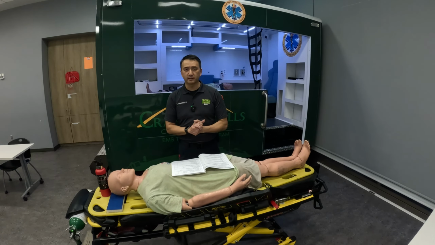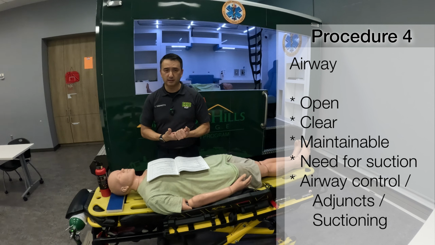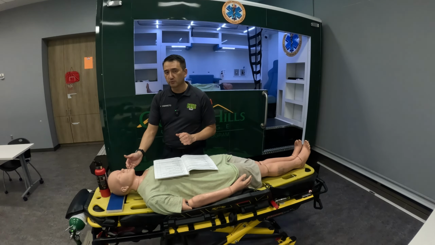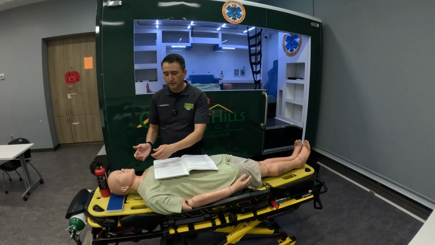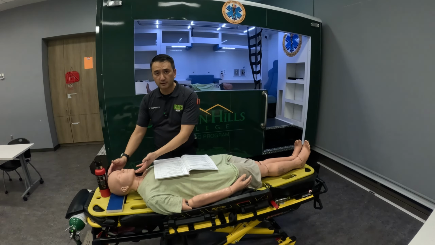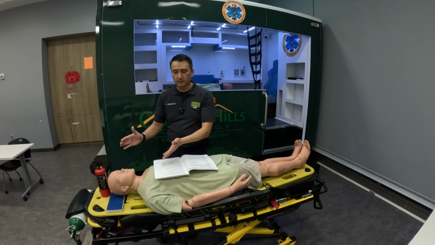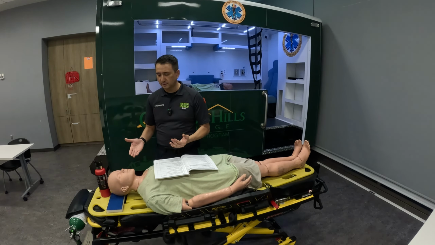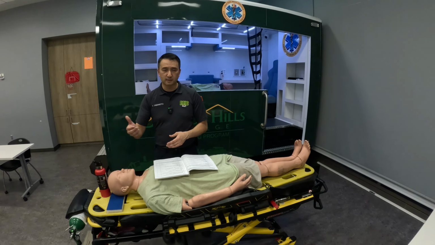Airway. I'm checking to see if it's open, clear, is it maintainable, need for suctioning, or any airway adjuncts to maintain that open airway. What I'm looking for, is it open? Is he talking to me? Is he breathing? Is it fine? Is it maintainable means if it's not open, I have to open it for him. If I have to do a jaw thrust or head tilt chin lift, if I let go, is it closing? If it closes, it's not maintainable. I need to introduce an airway adjunct, an OPA or NPA. If there's need for suctioning, of course I need to suction. That's going to be covered under the airway skill set under suctioning.